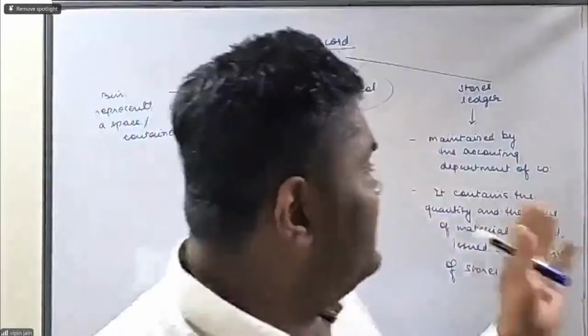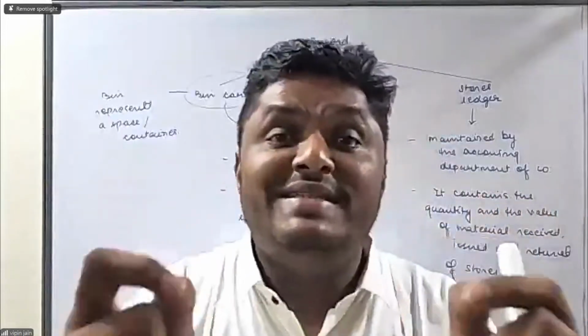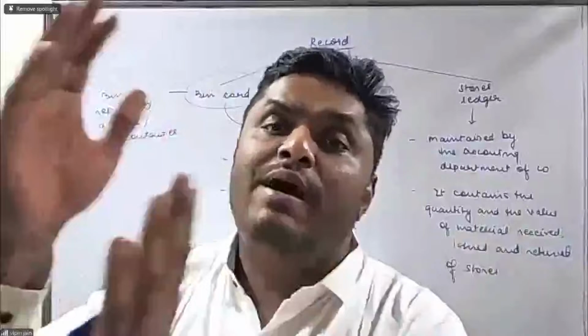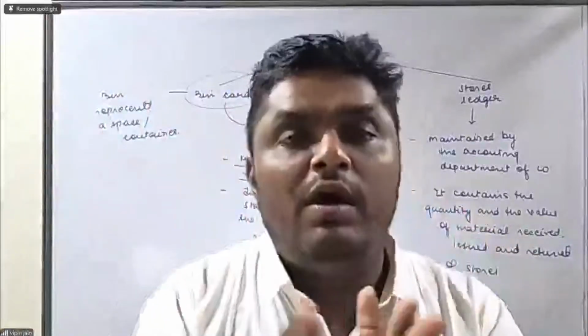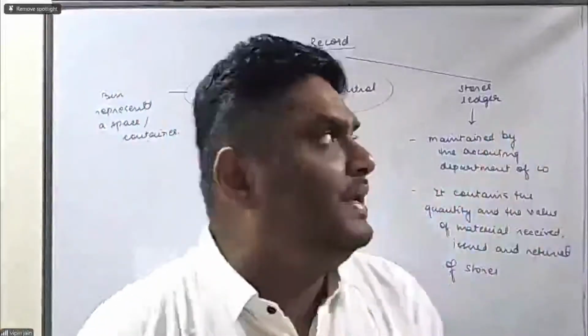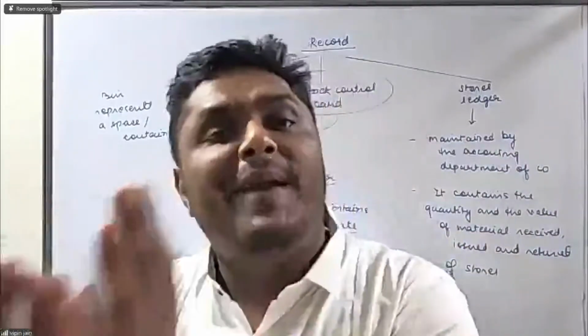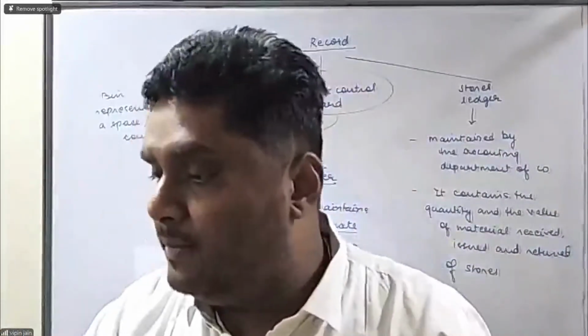In stores ledger, again very important, it contains the quantity. See, ultimately stock control card का advanced version है stores ledger. Stock control card में सिर्फ quantity का data रहता है, जबकि stores ledger में quantity का भी data रहता है और उसकी price का या value का भी data रहता है.